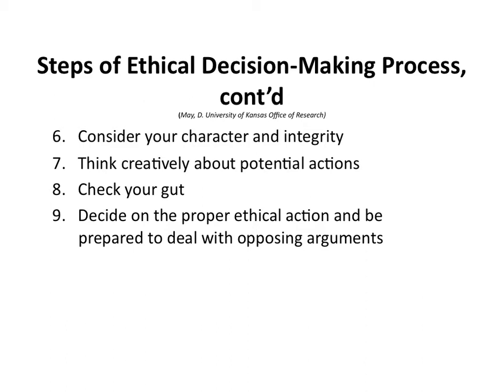Step 7 requires you to think creatively about potential actions. Be sure you have not been unnecessarily forced into a corner. You may have some choices or alternatives that have not been considered. If you have come up with solutions A and B, try to brainstorm and come up with a C solution that might satisfy the interests of the primary parties involved in the situation.